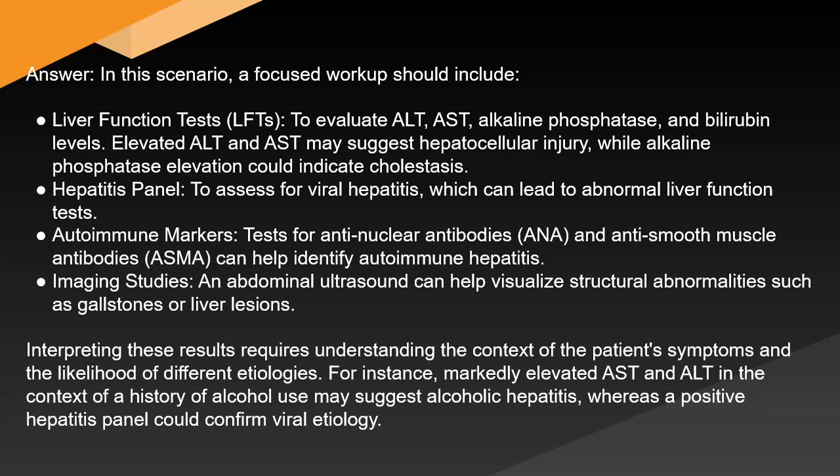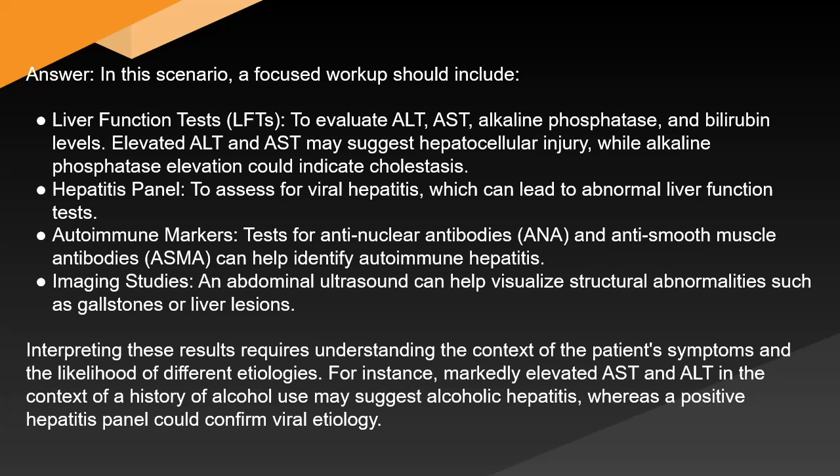Hepatitis panel to assess for viral hepatitis, which can lead to abnormal liver function tests. Autoimmune markers: tests for anti-nuclear antibodies and anti-smooth muscle antibodies (SMA) can help identify autoimmune hepatitis. Imaging studies: an abdominal ultrasound can help visualize structural abnormalities such as gallstones or liver lesions.